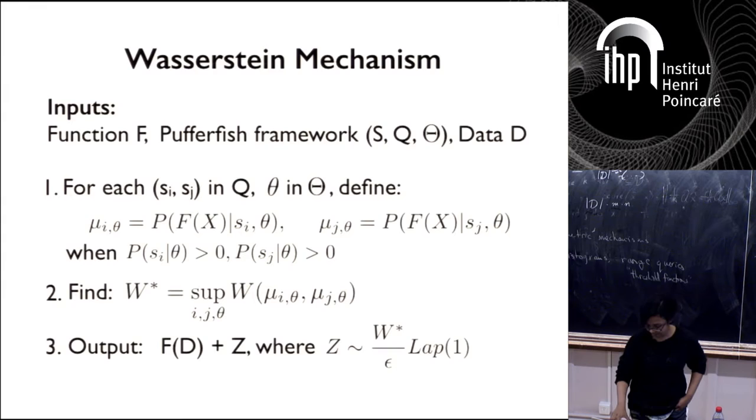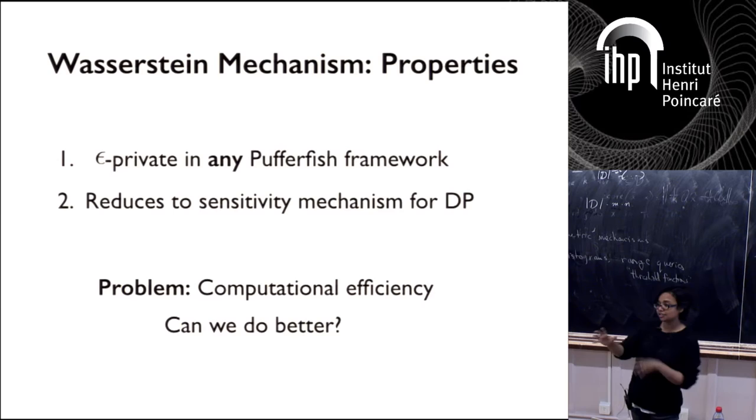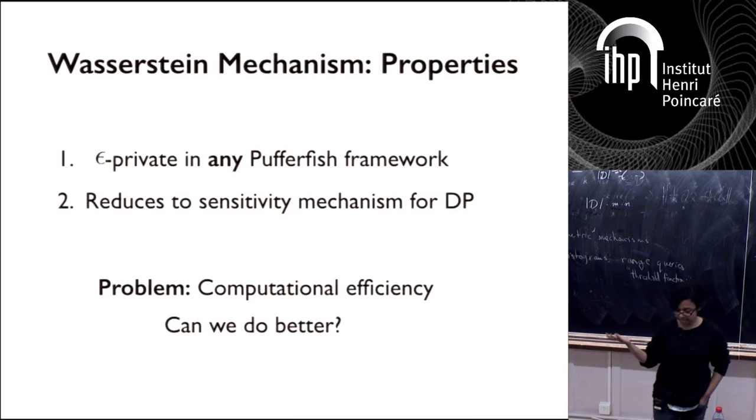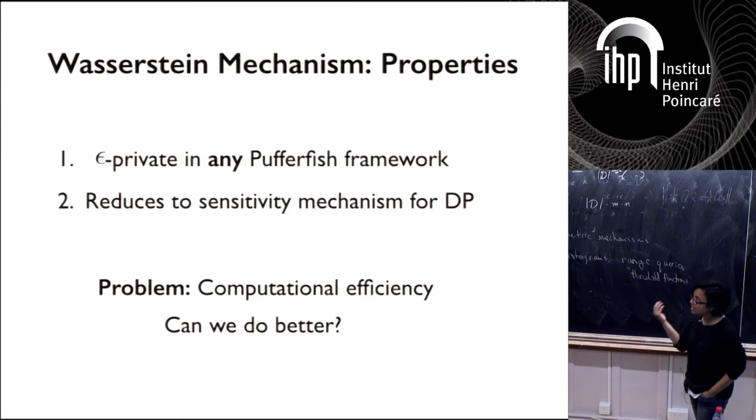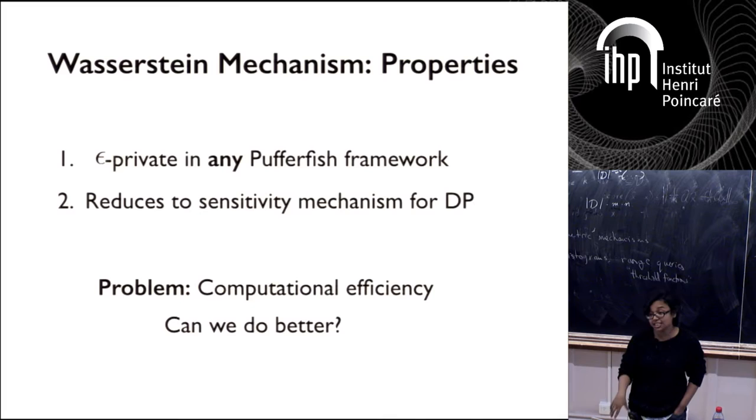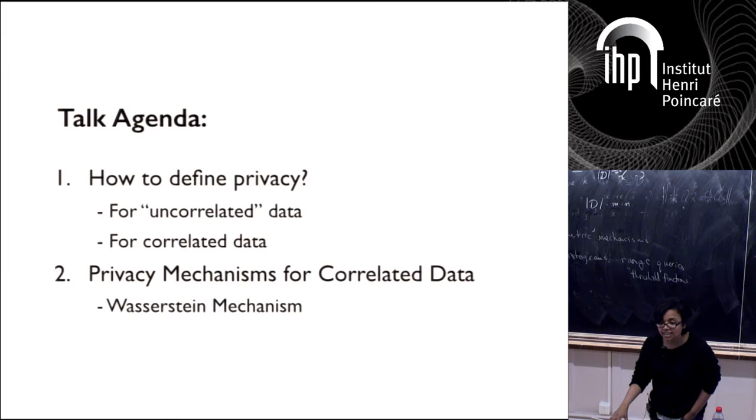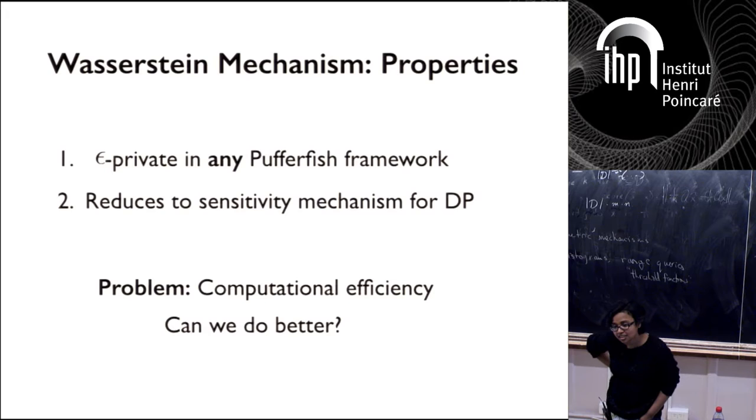Okay, so again, we can show that this is private. It takes a bit of math, but you can finally show it. And obviously it reduces to the global sensitivity mechanism. The problem is obviously computational efficiency, right? Because there's a lot of things to calculate Wasserstein distances over, and even Wasserstein distances are not that easy to calculate, right? And so the question is, is there something more computationally efficient? Say you have two discrete distributions, you can do that. But here the difficulty comes from the fact that there are a lot of distributions. And you have to have some structure over them, otherwise you can't do it.